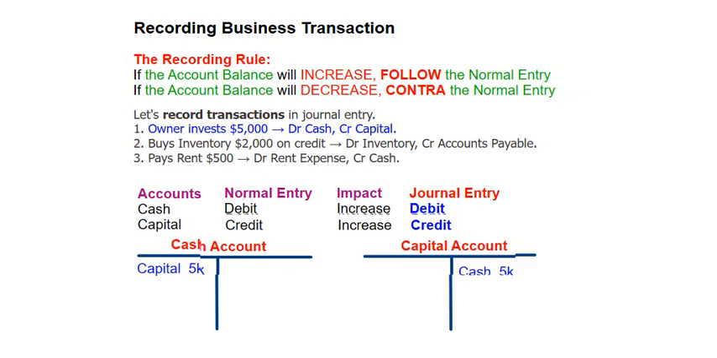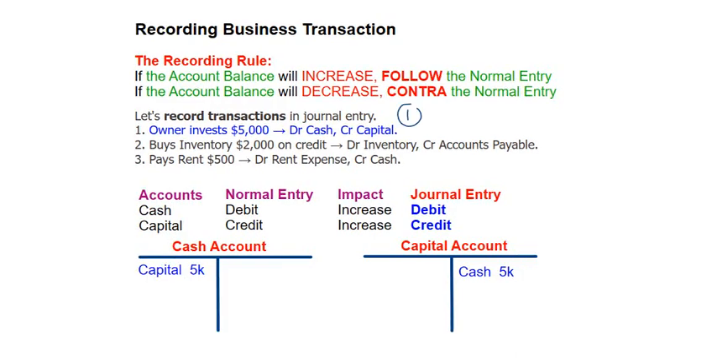I have 3 business transactions that we are going to do the whole process on, starting from journal entry. Then we will post it to the ledger. And then we're going to balance off all the accounts and finally prepare the trial balance. So let's look at the first transaction here. It tells you to record a transaction where the owner invests $5,000 in his business.